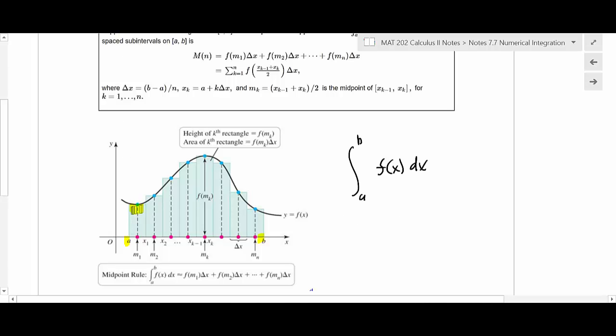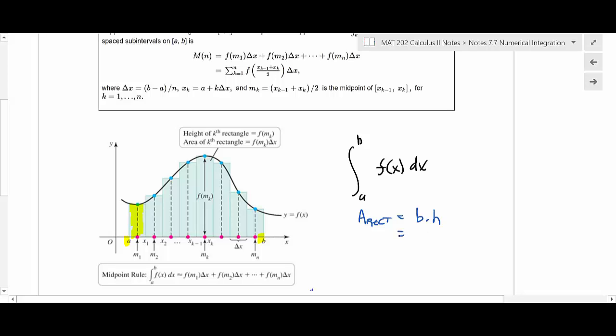So if you look at this triangle right here, we know that the area, did I say triangle? I think that's a rectangle. Okay, I'm having a bad day, it's so early. Okay, so this is a rectangle.